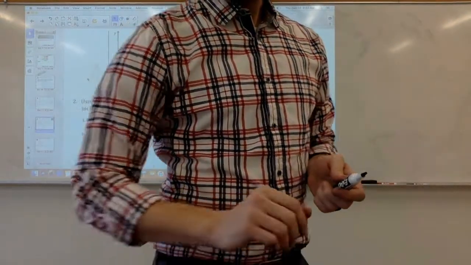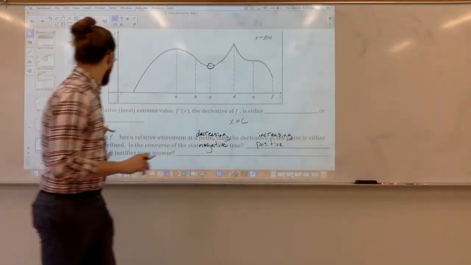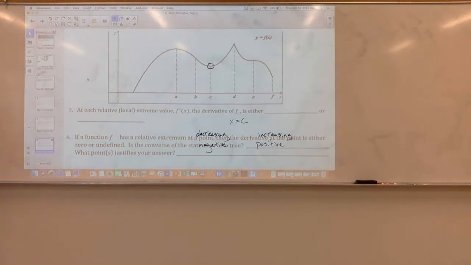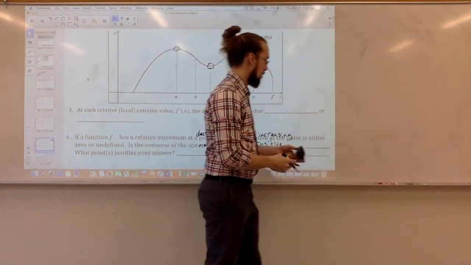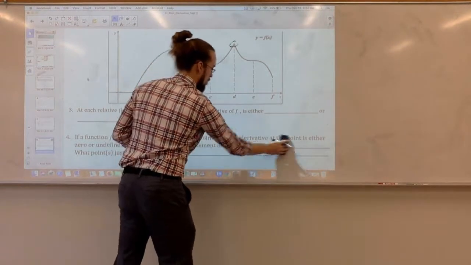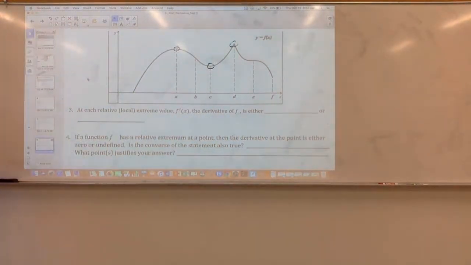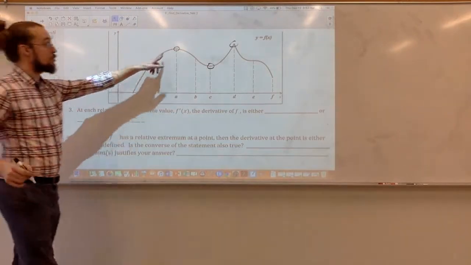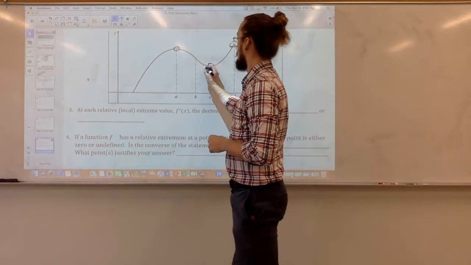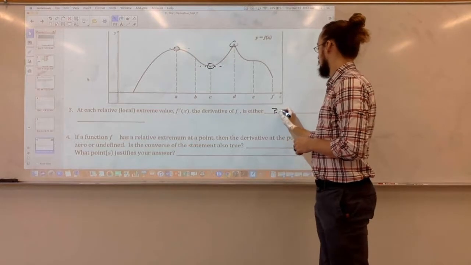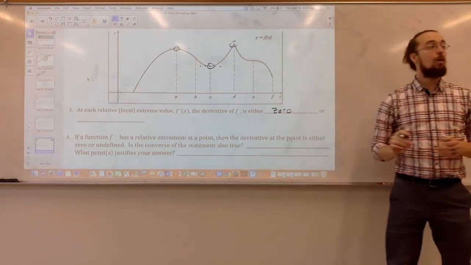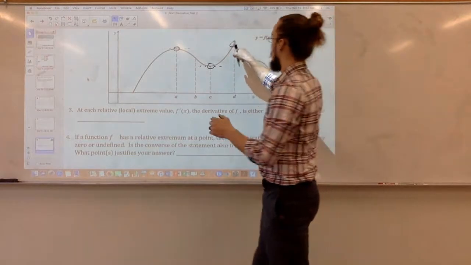So, next, at each local extreme value, right? We found 3 places on this graph. We had 2 maxes and 1 min. What is true about the derivative? The derivative is either equal to 0, right? At both of these places, the derivative would be equal to 0. So the derivative is either equal to 0 or undefined. Exactly. Here we would have a cusp.